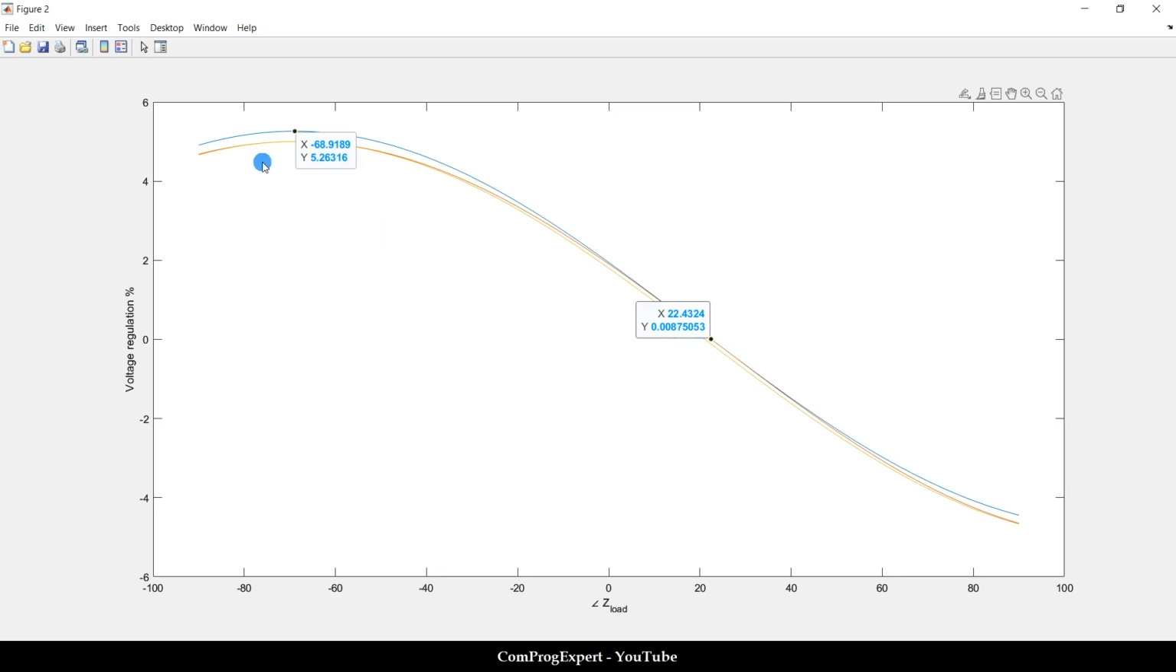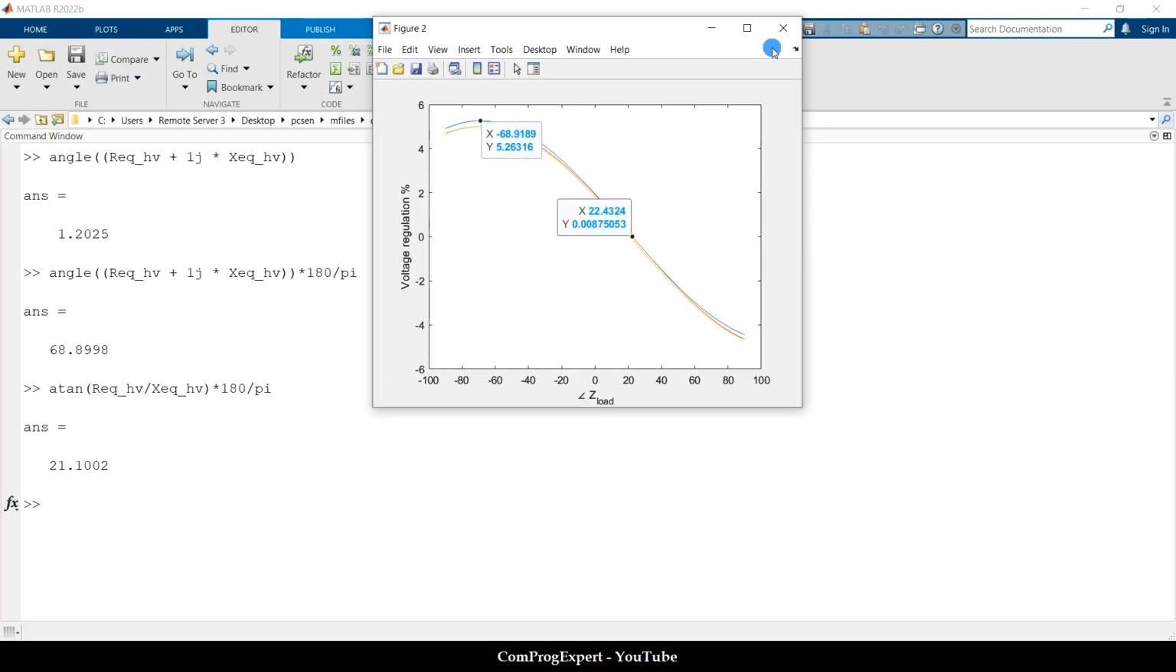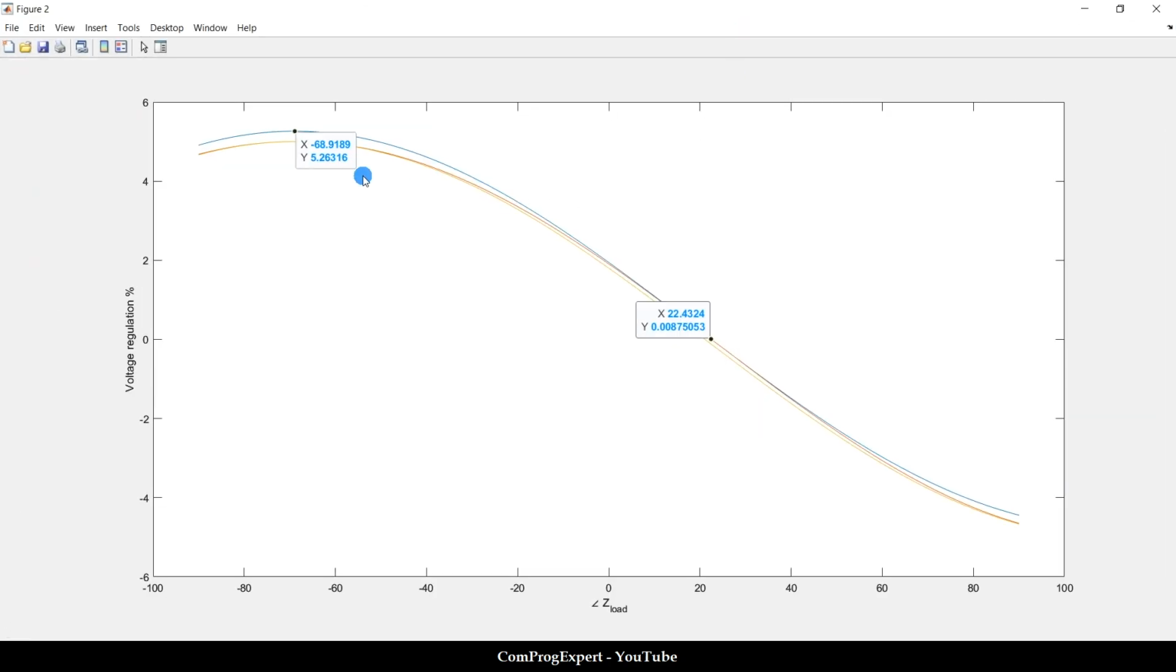Here, because we use three different methods, as you can see, we have a slight difference between these curves. The blue one is the first method of the problem 13. Then we have the next method, and finally this approximation. This orange one is for the approximation.